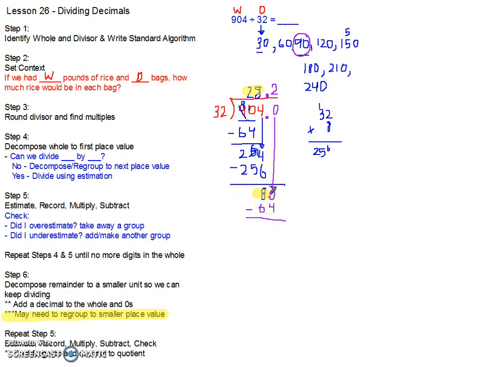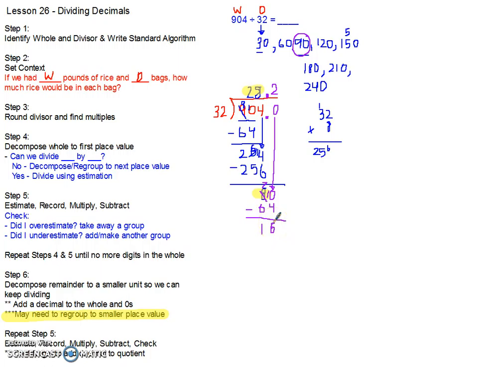The answer is yes, so I know that I didn't overestimate. So we subtract. 8 becomes a 7, we rename as tens, and then 10 minus 4 is 6, and then 7 minus 6 is 1. And here we do our second check. Can I make another group of 32 out of 16? And the answer is no, so I know that my estimate was correct at 2.